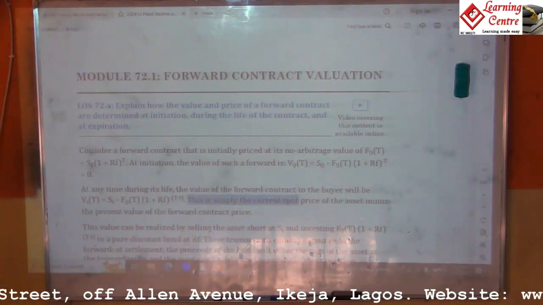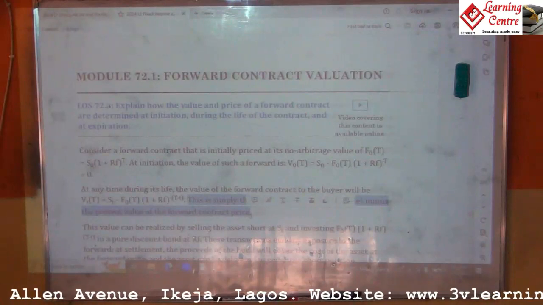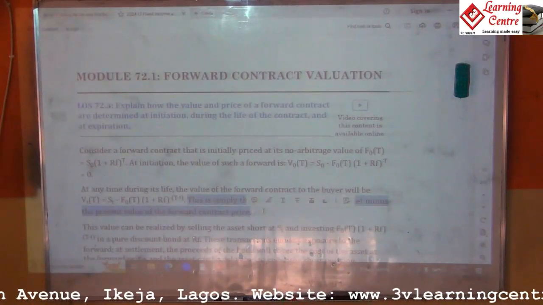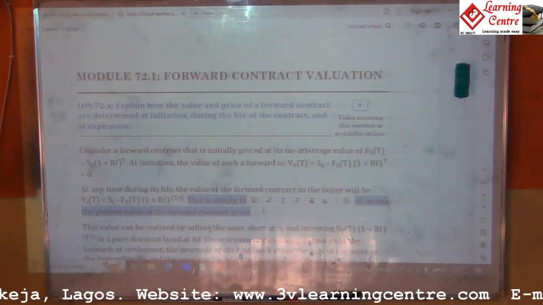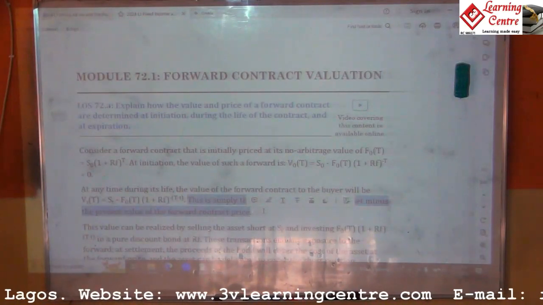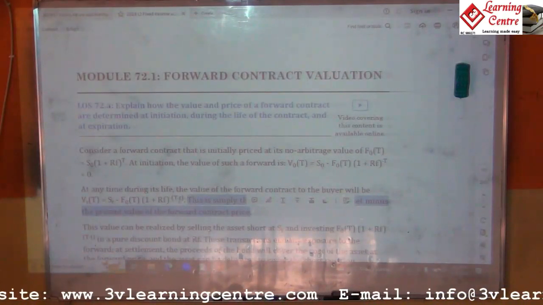This is simply the current spot price of the asset minus the present value of the contract price. Remember, we did this calculation in that example where we used the 1,947, one person gains 250, one person loses 250, like that. So that's what this is saying. Don't worry about the formula.